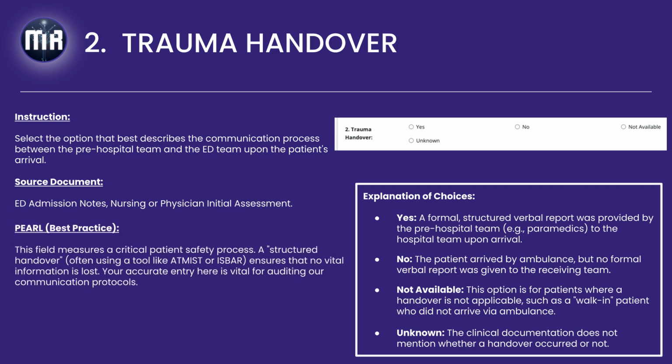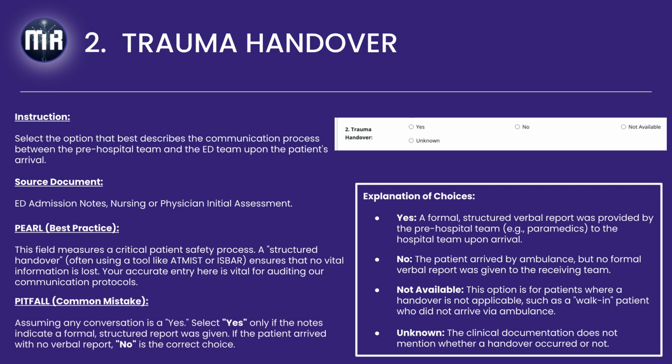The pearl, or best practice, here is to understand that we are measuring a formal process. A structured handover, often using a mnemonic like ATMIST or ISBAR, is a key hospital procedure designed to prevent information loss. Your accurate entry is vital for auditing these communication protocols. The most common pitfall to avoid is assuming that any brief conversation constitutes a yes. You should only select yes if the notes indicate a formal, structured report was given.